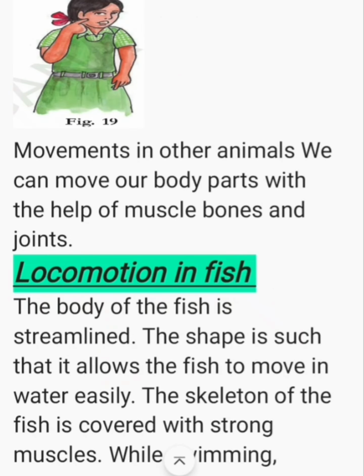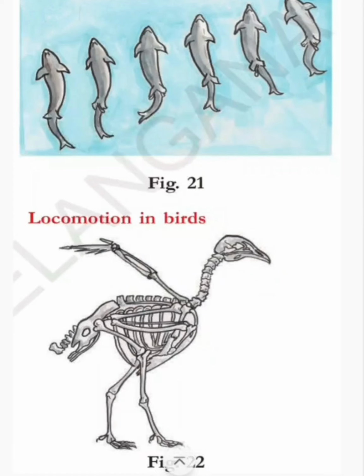Figure 19. Movements in other animals. We can move our body parts with the help of muscles, bones and joints. Locomotion in fish. The body of the fish is streamlined. The shape is such that it allows the fish to move in water easily. The skeleton of the fish is covered with strong muscles. While swimming, muscles make the front part of the body swing towards one side while the tail swings its body towards the opposite side. This creates a jerk and pushes the body forward. A series of such jerks help the fish swim forward. The tail fins also aid in this movement.